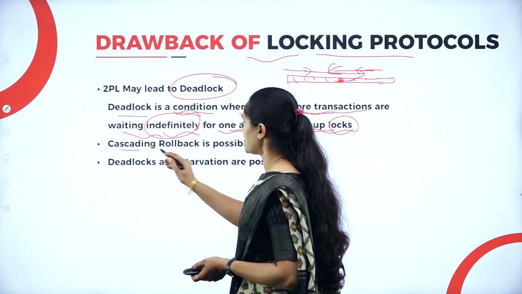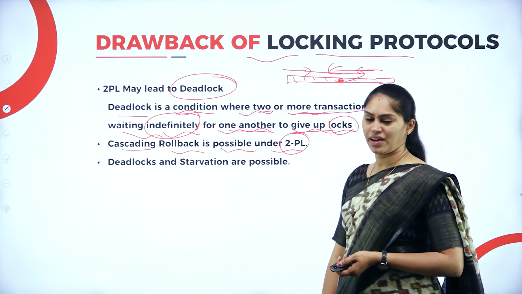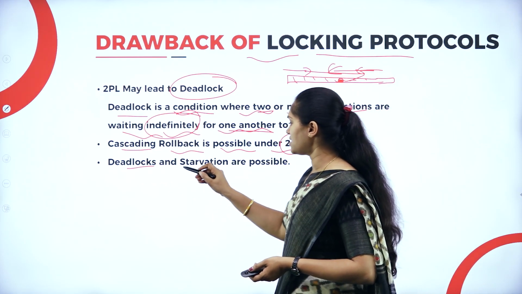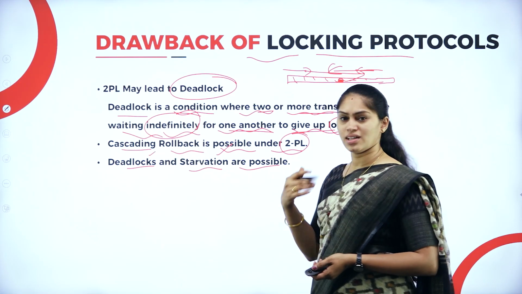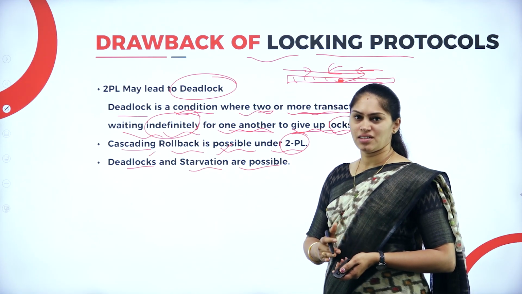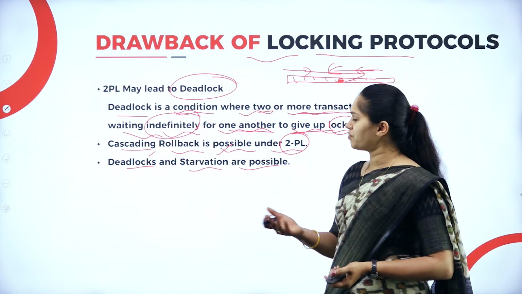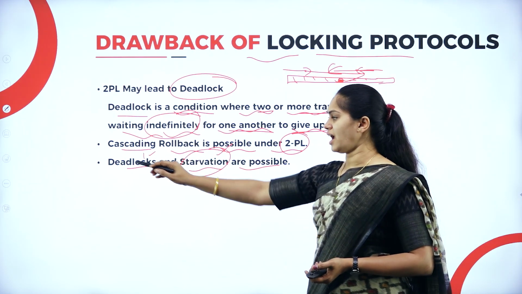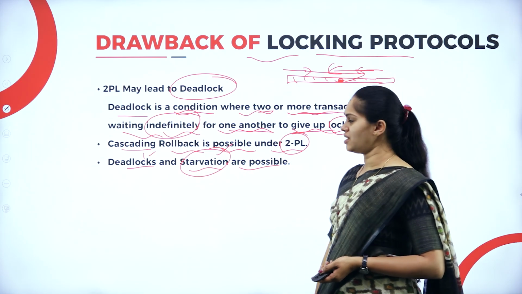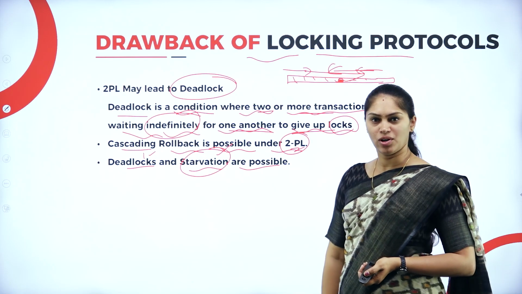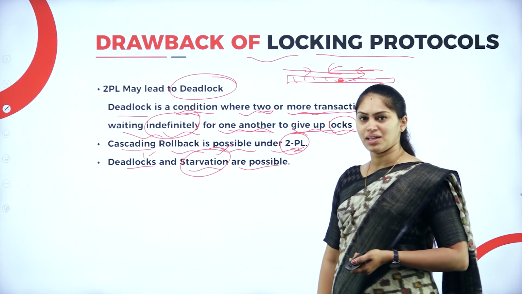Cascading rollback is possible under this two-phase locking, and also deadlocks and starvations are possible. That means in these two situations, whether they are waiting for an indefinite or infinite time, they are waiting for the resource to be released, and that may lead to starvation and deadlock. So these are the drawbacks that we have when we are using the two-phase locking protocol, right? This is regarding concurrency control and methodologies.